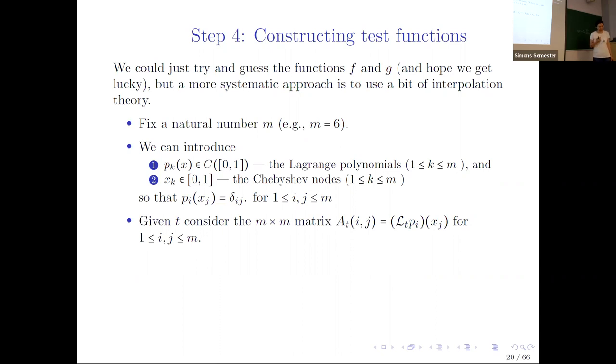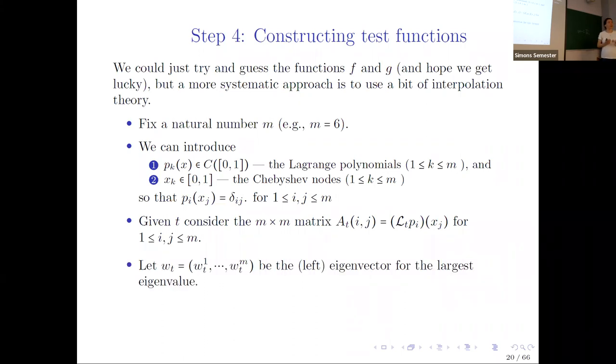And from this data, we build an approximation to our transfer operator on the subspace spanned by polynomials of degree M. This is a finite dimensional subspace, so the approximation is going to be just a matrix of the size M times M. And we can compute the eigenvector of this matrix, and we can build our function as a linear combination of our Lagrange polynomials with the elements of the eigenvector. So this is the standard approach of interpolation theory to construct eigenfunctions of linear operators.